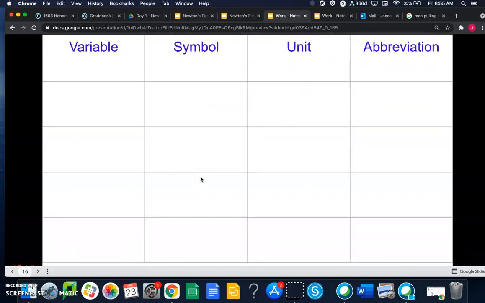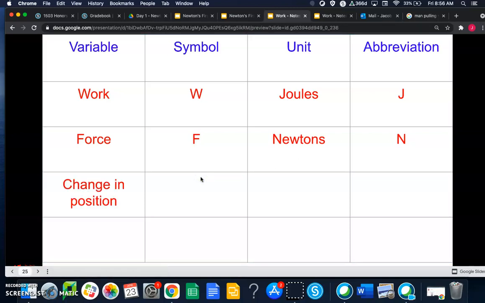Okay, so what are our variables in this situation? We've got work, that has the symbol W. Work is a type of energy, so it's measured in joules, and the abbreviation for joules is J. The next variable is force. Force has symbol F. Remember that the unit for force is newtons in science, and it's abbreviated N. And then last up is change in position. We give that symbol delta X, so a triangle and then an X. That has the unit meters and the abbreviation m.